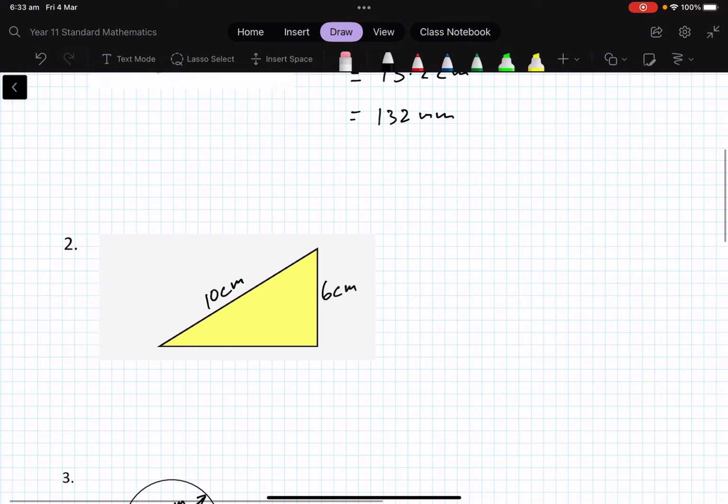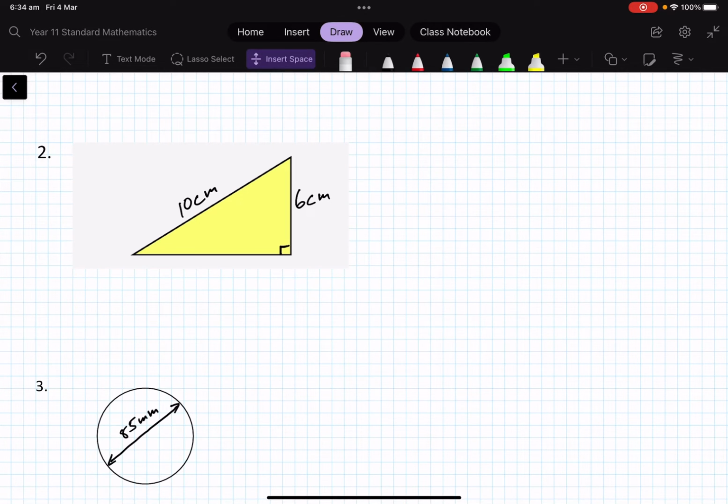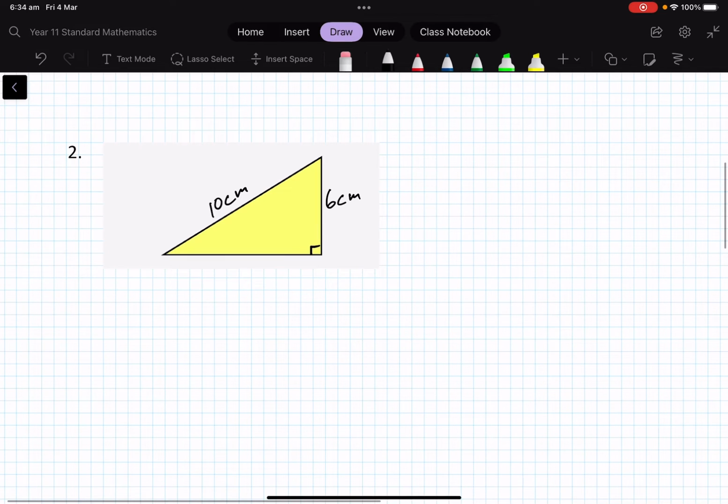Here we have a right-angled triangle. I've put a bit of space in here because I think we're going to need it. And we need to remember something about right-angled triangles, and that is Pythagoras' theorem. We've been doing that since year 8. Of course, we have a squared, b squared, and c squared. If you have a right-angled triangle, c squared is equal to a squared plus b squared.